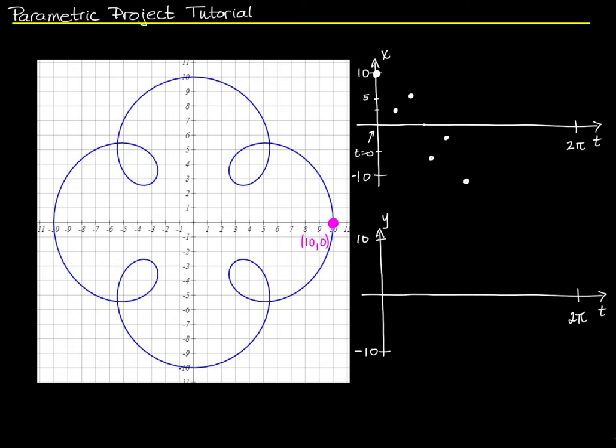And each one of these is starting at t equals 0. Some time has passed, some more time has passed, some more time, and some more time. And right now, I'm down here at x equals negative 10. That point looks like it's just a little bit too low.